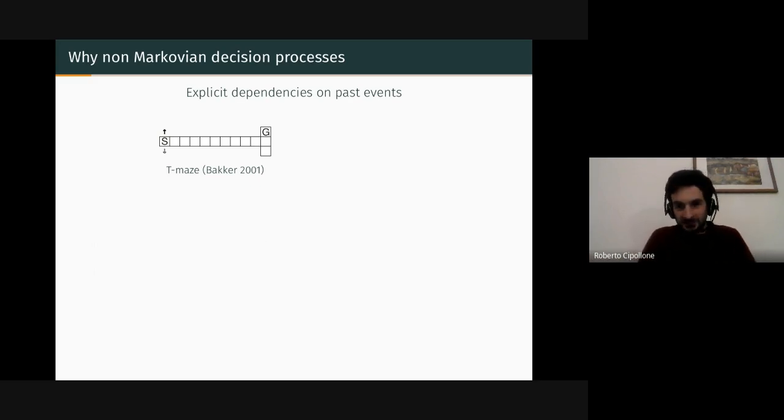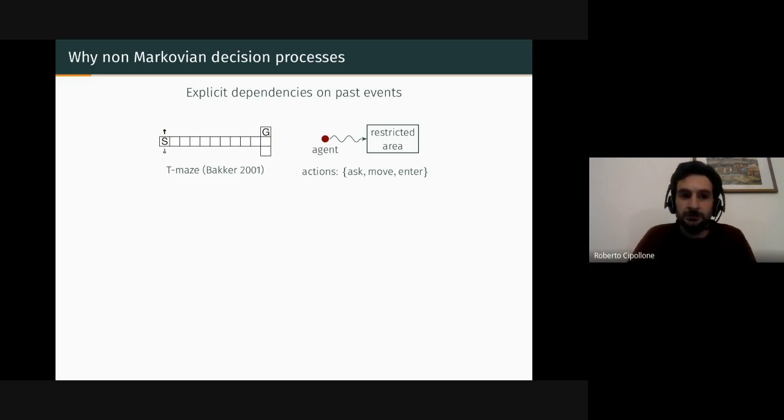Of course, the agent doesn't know that this dependency exists, so it must learn that the first observation is relevant for the final goal. And this is a dependency on observations, but we can write environments with dependencies on actions. They work basically the same. For example, we might say an agent should only be rewarded when entering a restricted area if it asked for permission before. So that's a dependency on past actions.